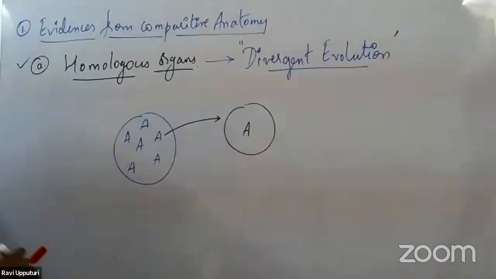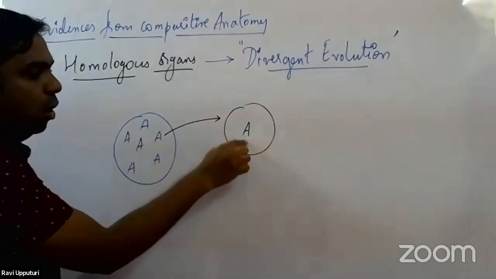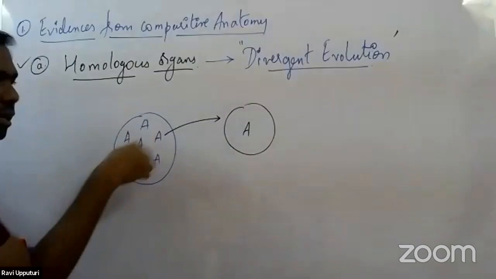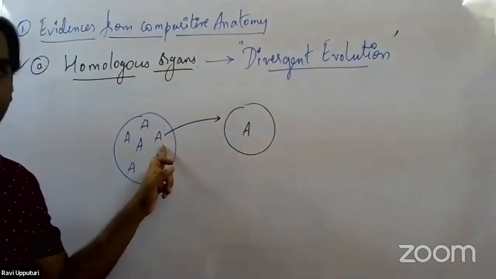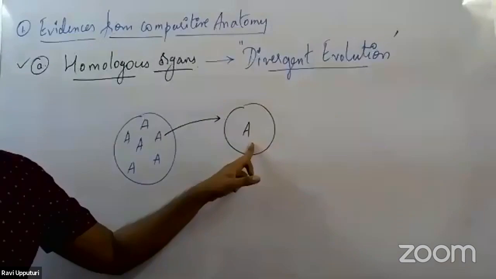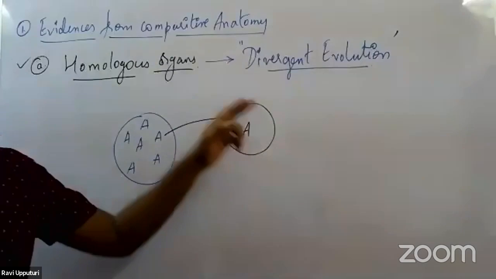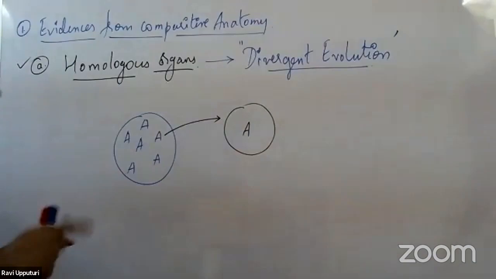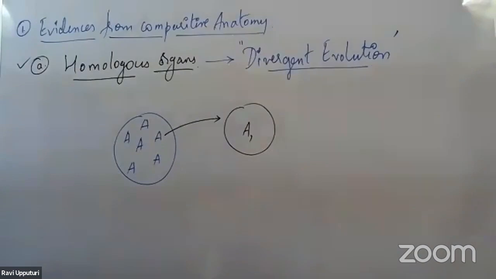Now, based on the environmental conditions of this habitat, this organism underwent some sort of modifications, what we call as adaptations, right? So both these organisms are the same. All of these organisms are very much similar. But due to some reasons, say one of the organisms from this habitat migrated to another habitat here. Now, based on the environmental conditions of this particular habitat, this organism A underwent some sort of modifications, what we call as adaptations. Because of that adaptation, this organism now led to the formation of another species, say A1 species. So this type of evolution, we start calling as divergent evolution.